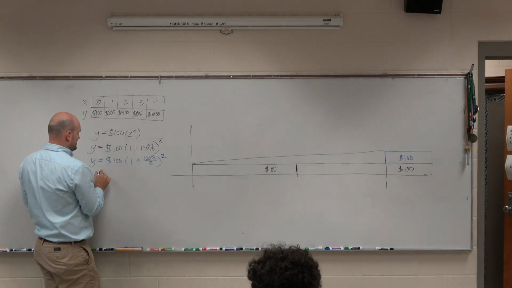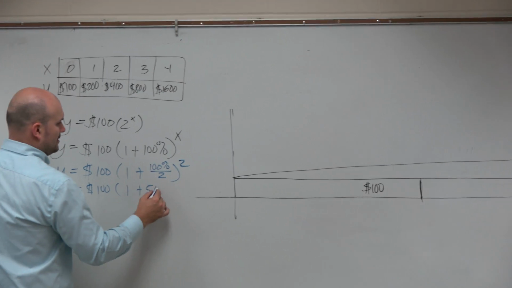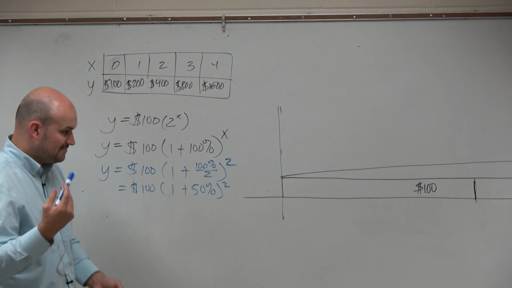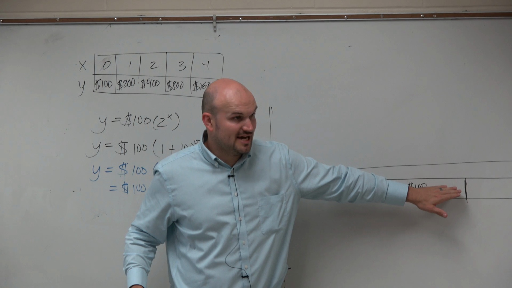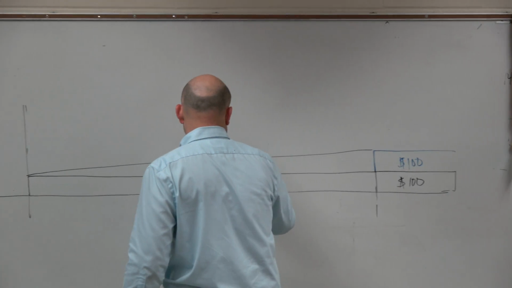All right, so in reality, this looks like we're really doing 50% of our money squared. Now, you can go and calculate this, but I'm going to do it step by step. So we have $100. Let's calculate 50% of $100, which is 50.